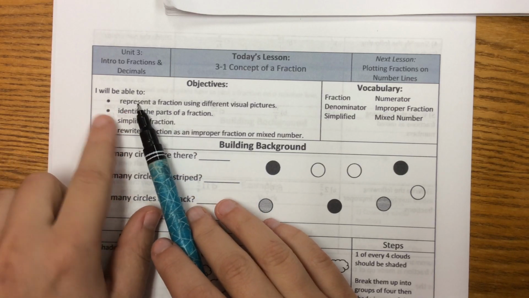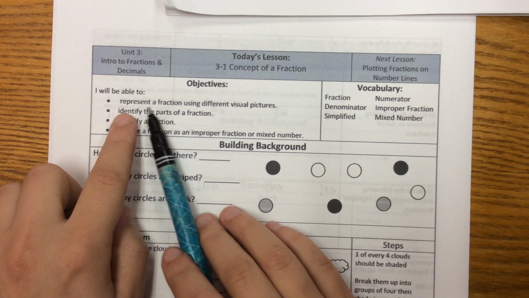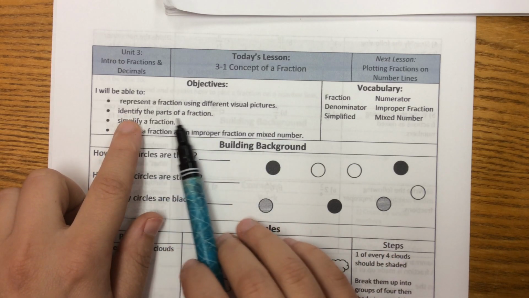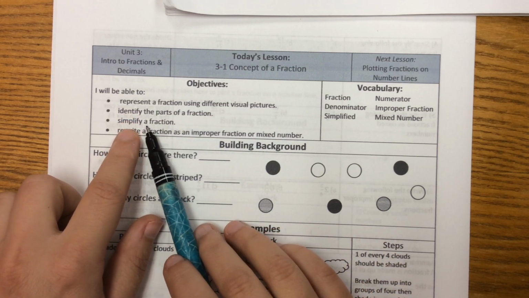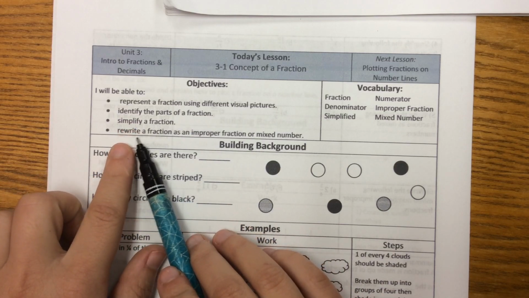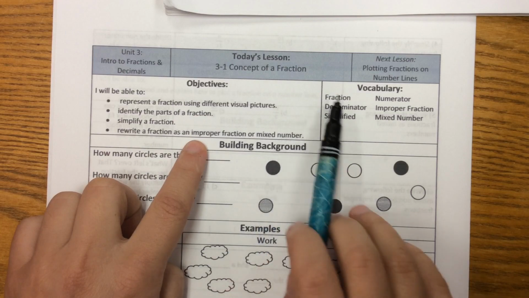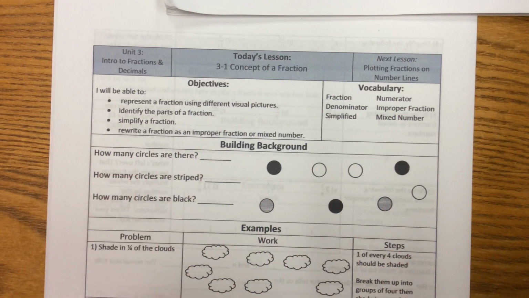So I will be able to, there's 4 different things here. We're going to represent a fraction using different visual pictures, identify the parts of a fraction, simplify a fraction, and rewrite a fraction as an improper fraction or a mixed number. So we have lots of vocabulary here today, 6 words.